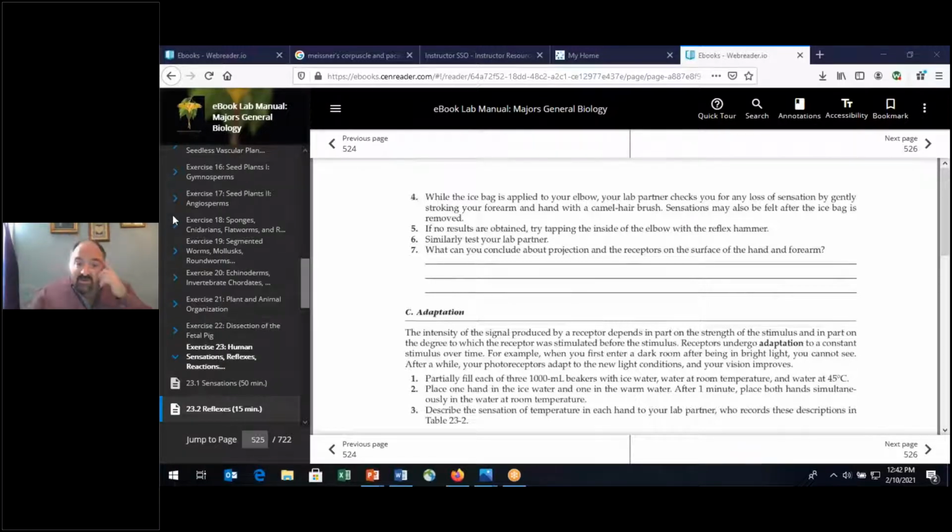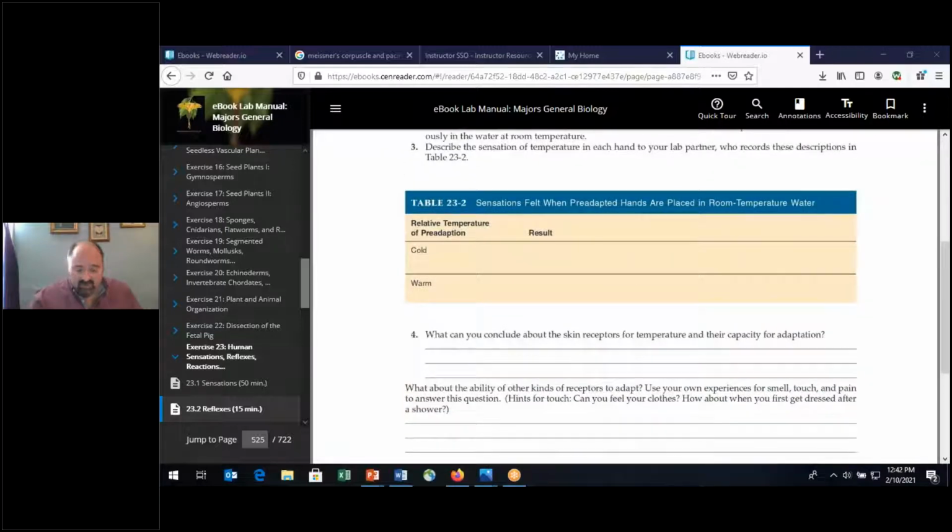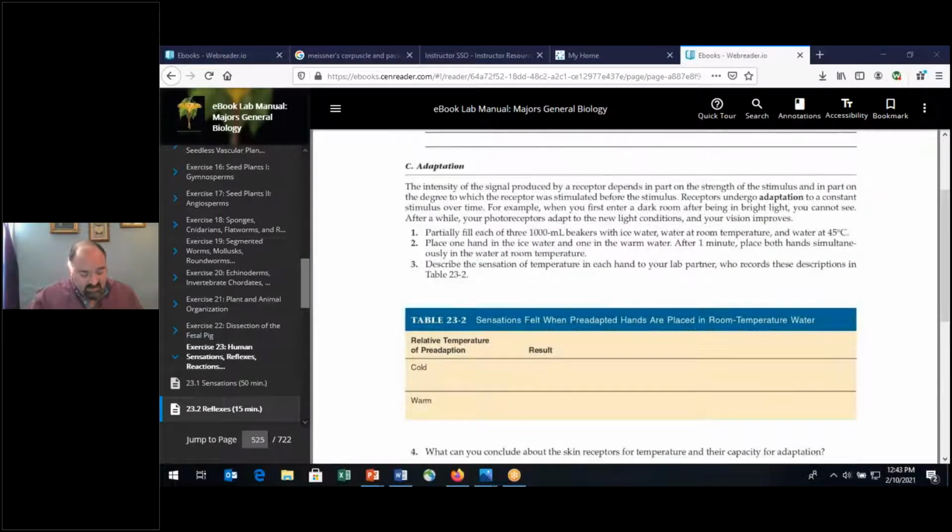Right, so then you'll follow through the instructions regarding this right here. You're not going to have beakers at home, but you can have a bowl that you can fill up with ice water, and another bowl that you can fill up with warm water. So follow the instructions, do what's expected of you here, okay? If you have any questions.